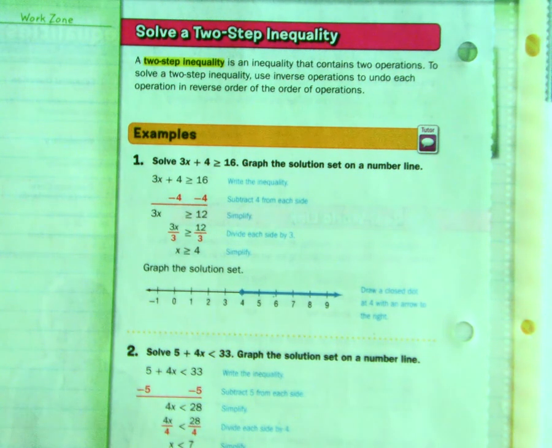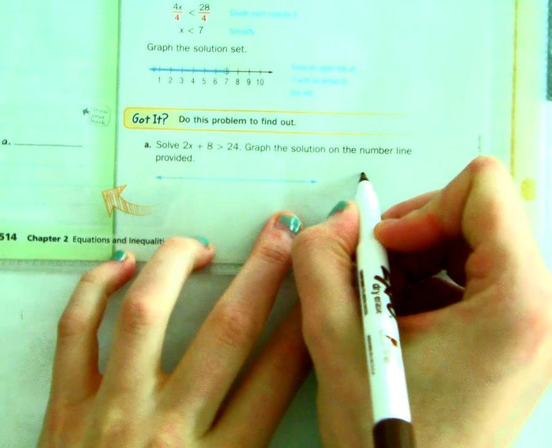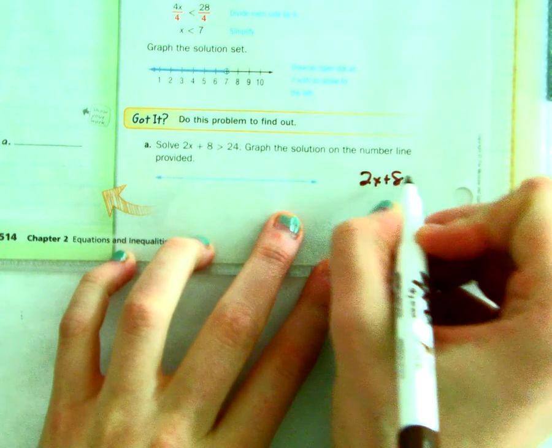And we have to remember, when we multiply or divide by a negative number, we have to flip our inequality sign. So if we look at example A, we need to solve 2x plus 8 is greater than 24. We're going to graph the solution on the number line provided. So we have 2x plus 8 is greater than 24.